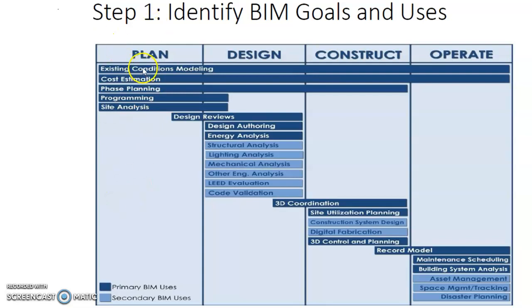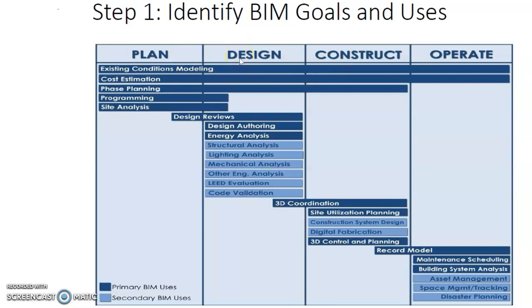So for example, during the planning phase, maybe the stakeholders agree that the primary BIM use could be to allow for modeling of the existing condition, to allow for cost estimation, for phase planning, for programming, for site analysis. And subsequently, when the planning becomes more detailed, you can start to have the commencement of the design reviews for the major disciplines like the architecture, mechanical, electrical, structural, and so forth.